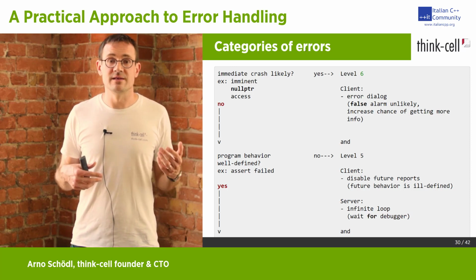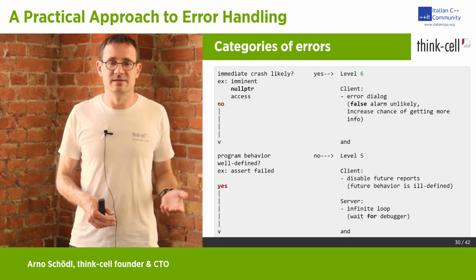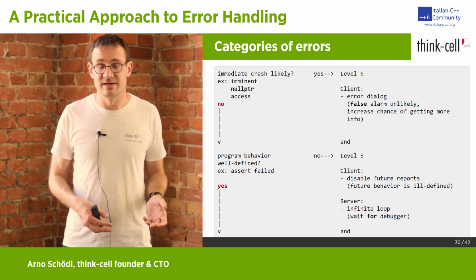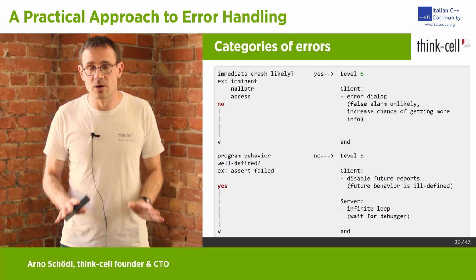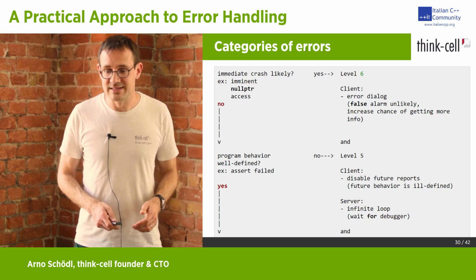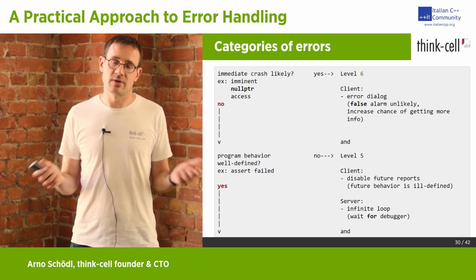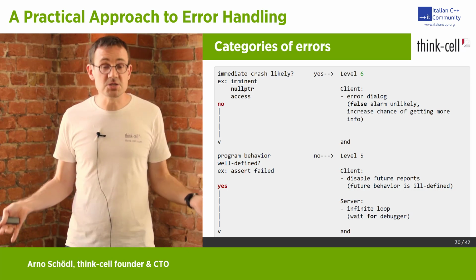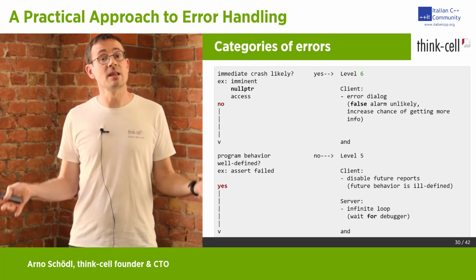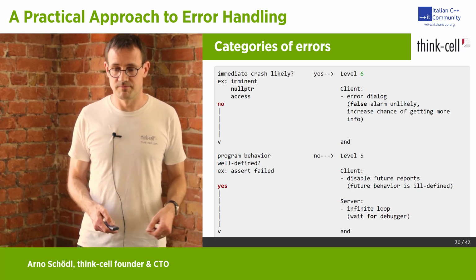Even though if the assertion fails, the program result is undefined, that's still no reason to disturb the user. Maybe the assertion is wrong. And so what we do there is just disable future reports. We just say, okay, by definition, the program behavior is undefined, but we still have hope. We just carry on. And maybe it was just a wrong assertion.